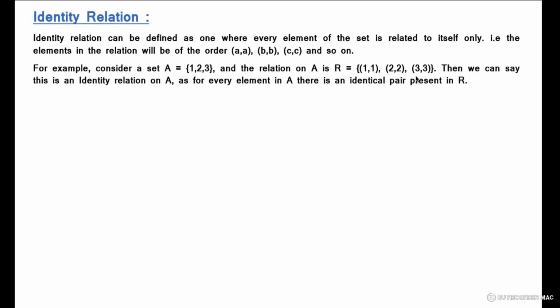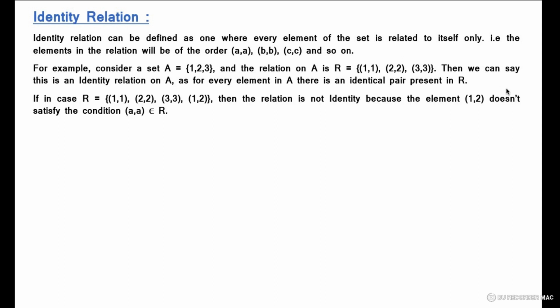For example, consider a set A = {1, 2, 3}, and the relation on A is R = {(1, 1), (2, 2), (3, 3)}. So they are given the values of R. Then we can say that this is an identity relation on A, as for every element in A there is an identical pair present in R. So any element you take from A, you have its identical pair. So for 2 you have (2, 2), for 3 you have (3, 3).